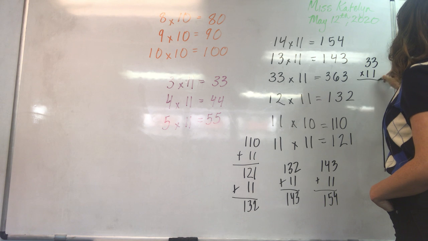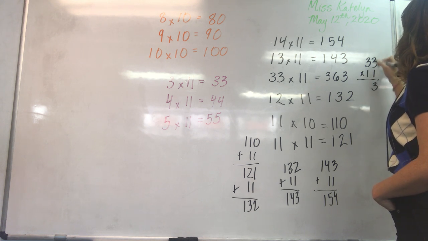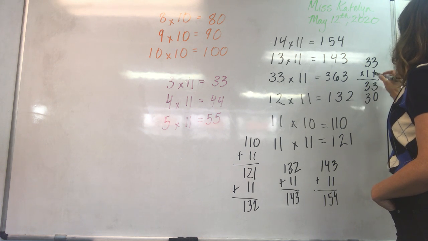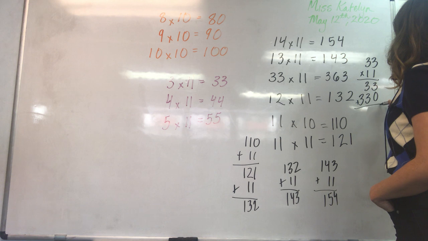33 times 11. 1 times 3 is 3. 1 times 3 is 3. Placeholder, which you're going to learn in the next grade. 1 times 3 is 3. And 1 times 3 is 3. Add them together. 363.